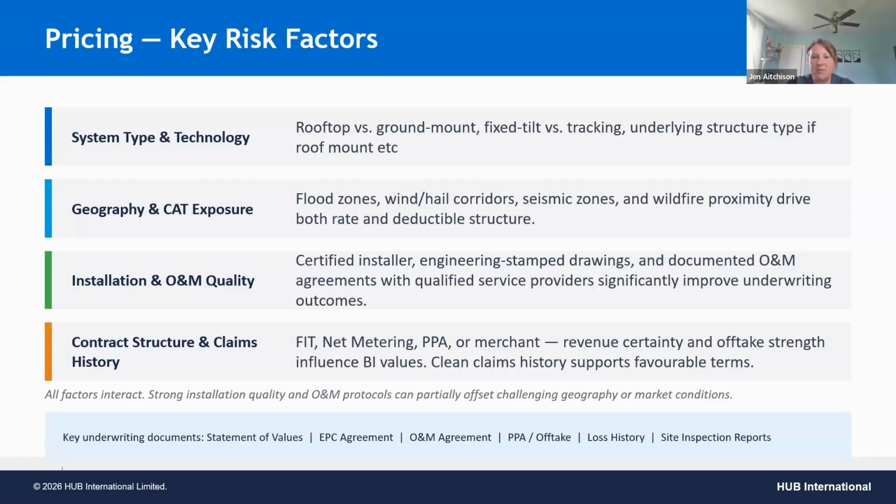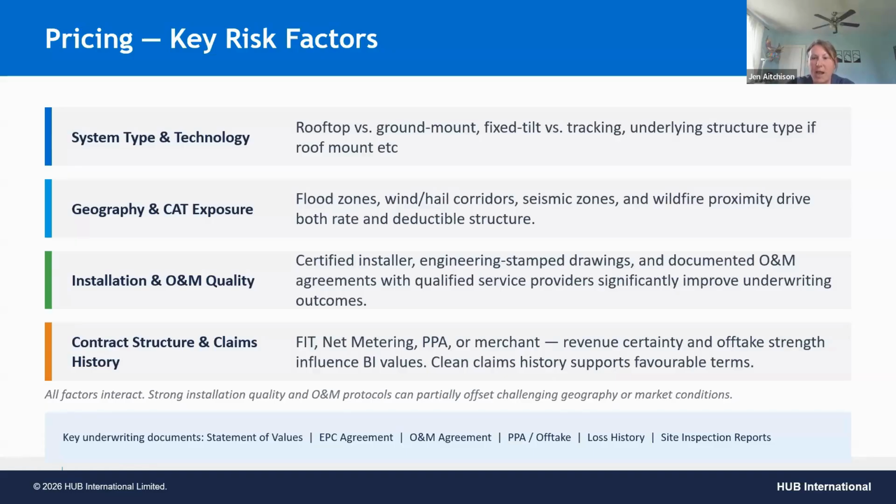So some of the key risk factors that you'd expect is, what is the system type and technology? Is it rooftop or ground mount? Is it fixed or does it track? What is the underlying structure type if it's roof mount, like if you're installing on wood frame, barns or residential houses? We see more small claims on the residential houses than we do pretty well anywhere else. So just something to keep in mind when you're looking at the business that you're in and making sure that the insurer is good with what you're doing.